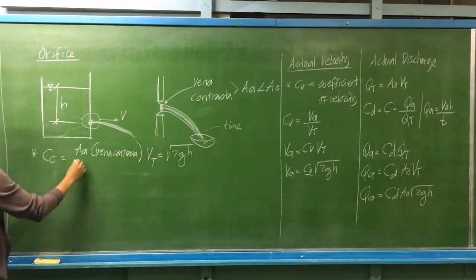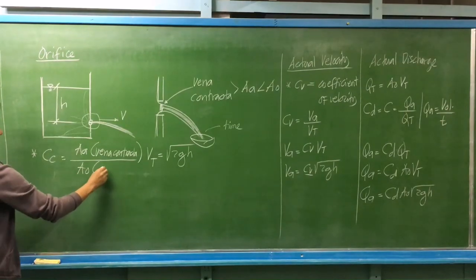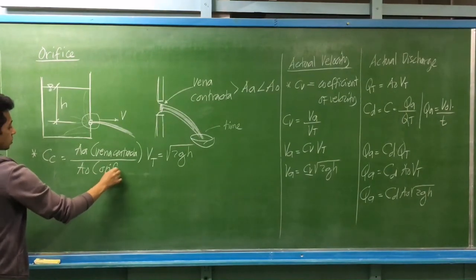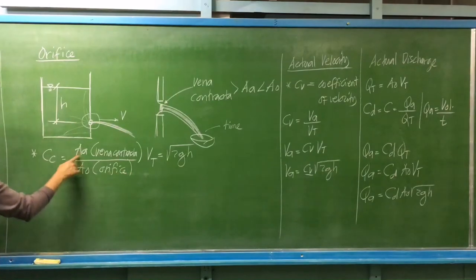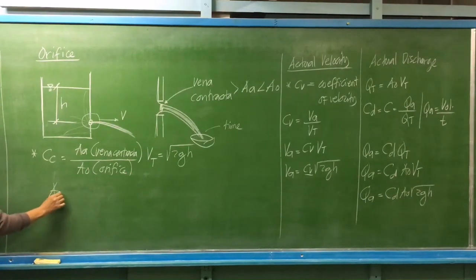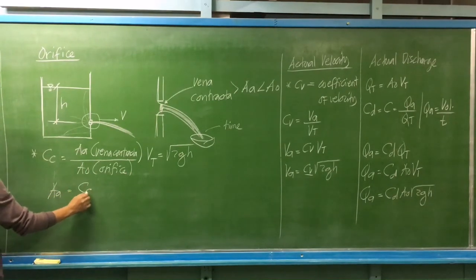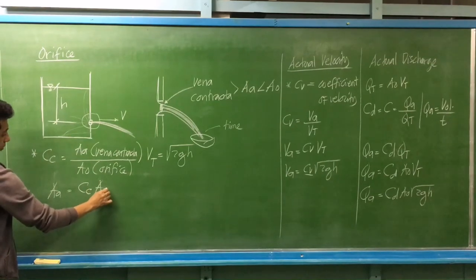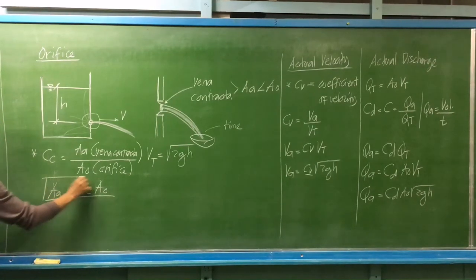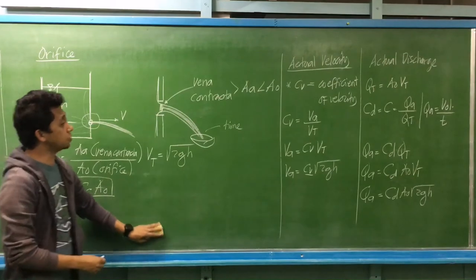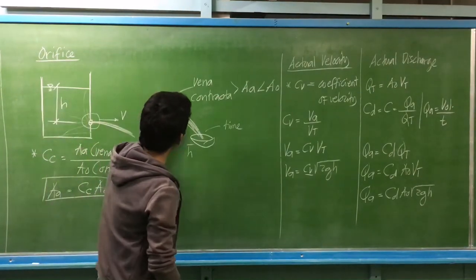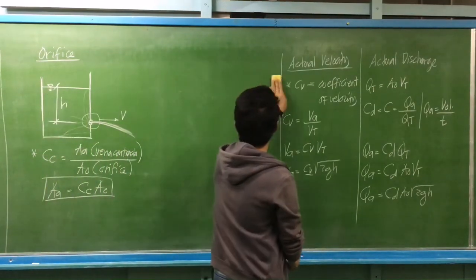That is the area of the vena contracta divided by your theoretical area, which is basically the area of the orifice. So, if we want to get the actual area, we use the coefficient of contraction multiplied by the area of the orifice. When it comes to these coefficients, what is the relation of these coefficients?